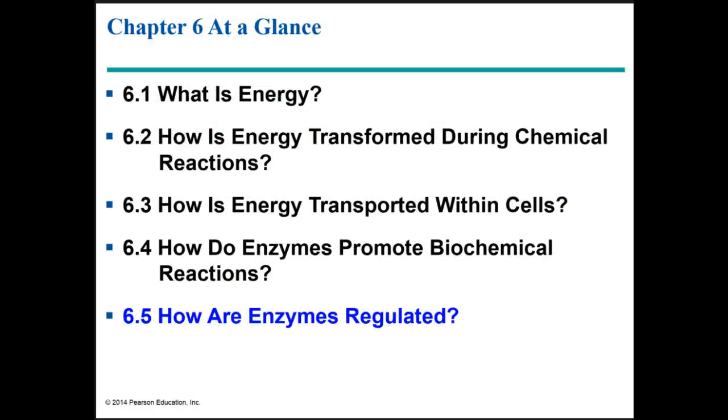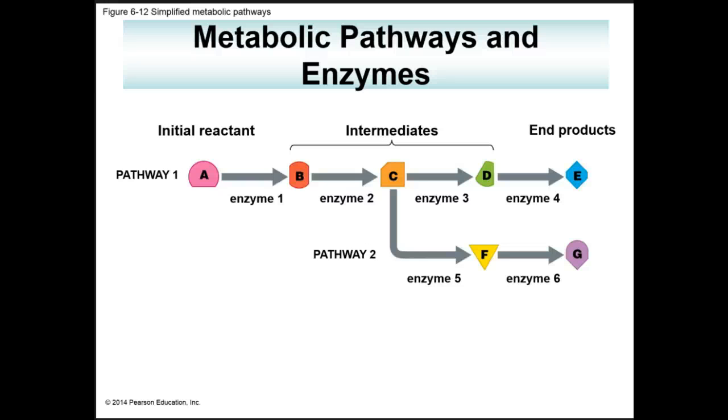Let's take a look at our last topic, which is how enzymes are regulated. The sum of all of the chemical reactions inside a cell is called metabolism, and this will often consist of catabolic and anabolic reactions. Many cellular reactions are linked through metabolic pathways. In a metabolic pathway, an initial reactant molecule is modified by an enzyme, creating a slightly different intermediate molecule, which is modified by another enzyme, and so on until a final product is produced.